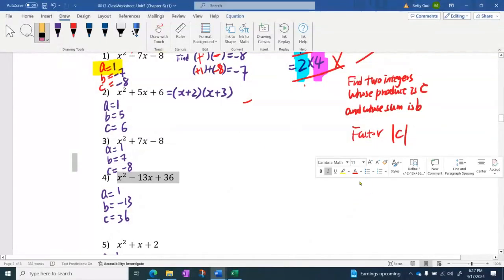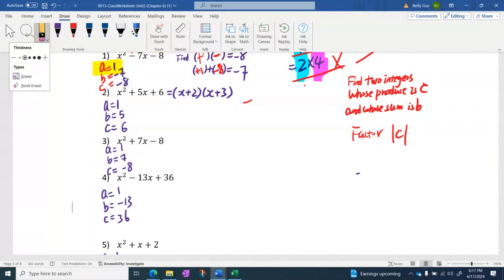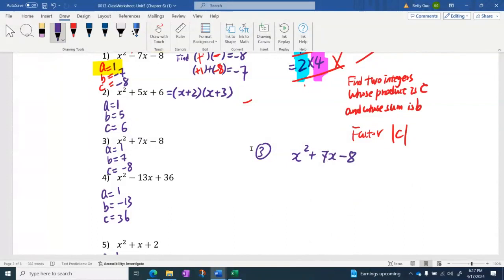Number 3. We have x squared plus 7x minus 8. Compare this trinomial with the standard form of a quadratic trinomial with a leading coefficient 1. We know this is a quadratic trinomial: degree is 2, 3 terms. Also we can identify the leading coefficient is 1, coefficient of x is 7, constant term is negative 8.